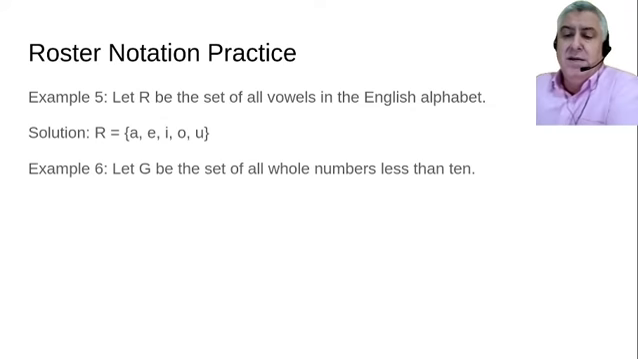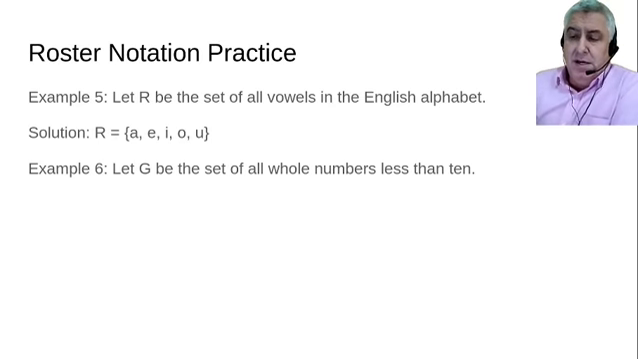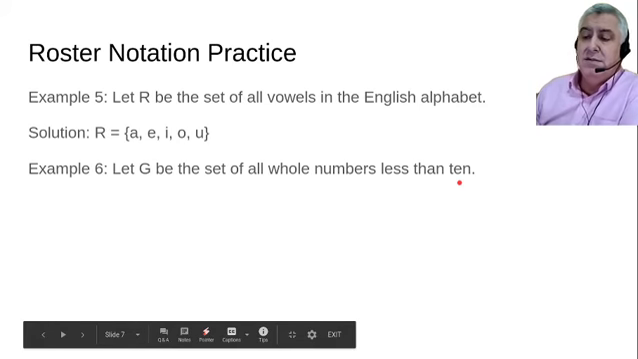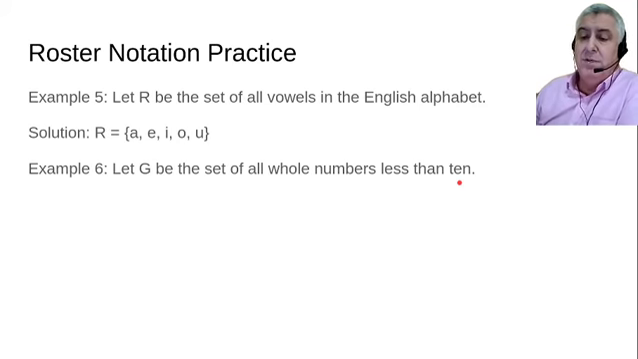Next one, let G be the set of all whole numbers less than 10. So all whole numbers, remember whole numbers start at 0, and it's less than 10. So go ahead.